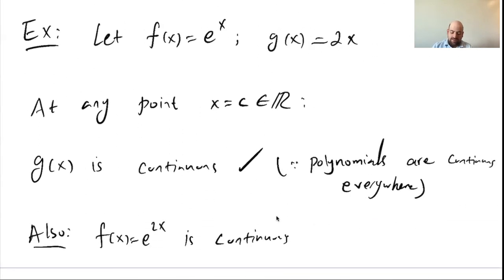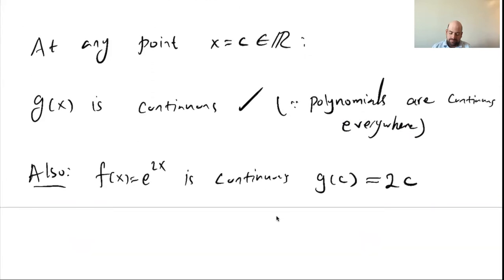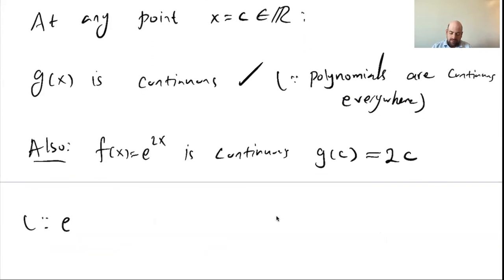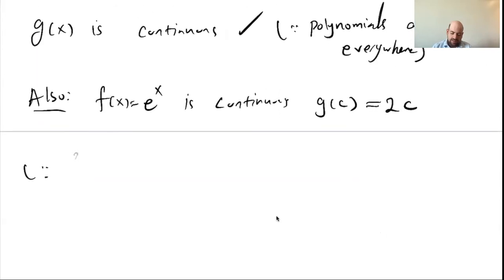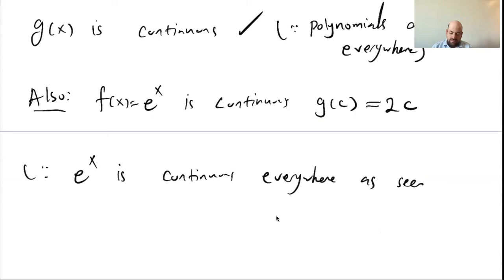So far we said g of x is continuous at c. Now I have to say that f of x is continuous at g of c. How much is g of c? If g of x is 2x, then g of c will be 2c. Again, f of x is e to the x, not e to the 2x. e to the x is continuous at g of c equals 2c, because e to the x is continuous everywhere, as seen last time.